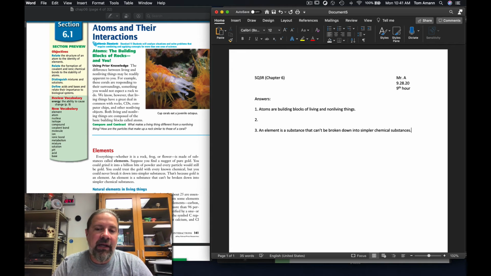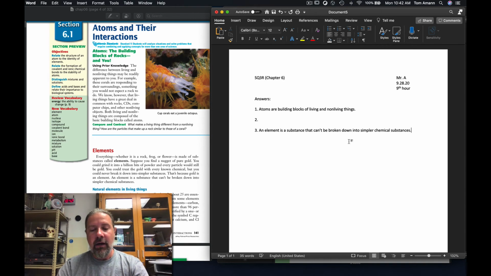But again, I was reading to learn as well as find the answer to that question. Remember, it talked about you could treat gold with every known chemical, but you could never break it down into simpler substances. So no matter what you do to it chemically, it's kind of at the rock bottom level, which is what this paragraph is trying to convey to you as a learner.